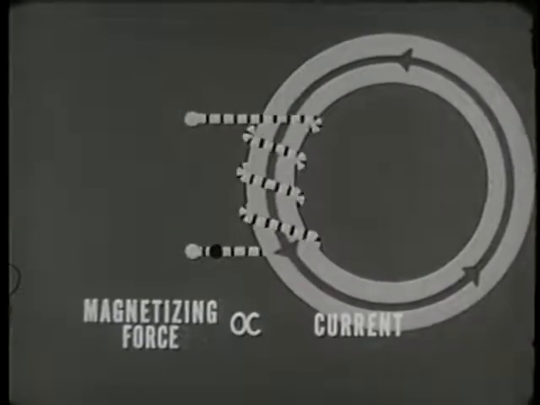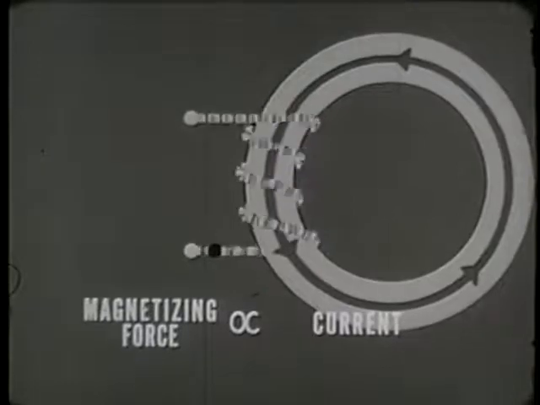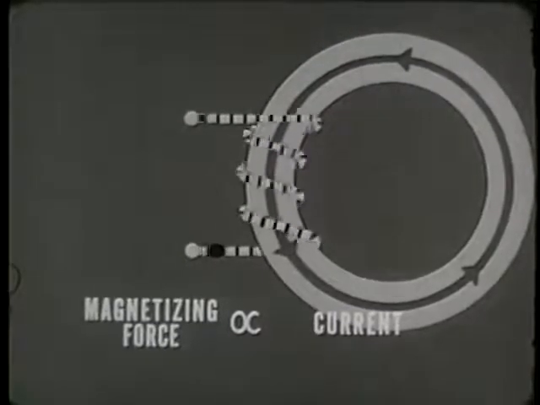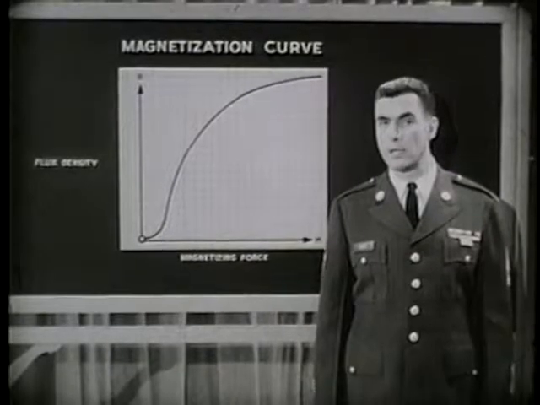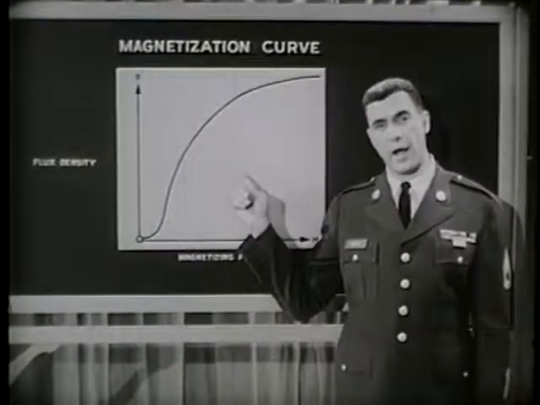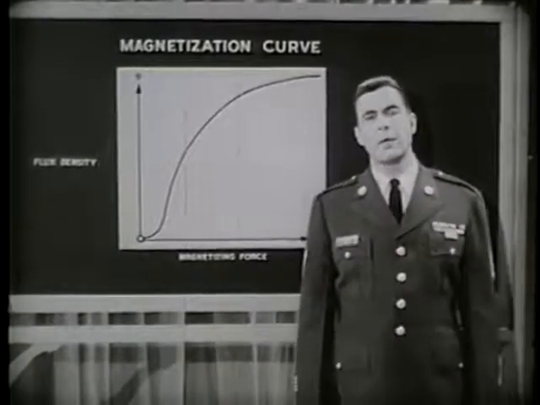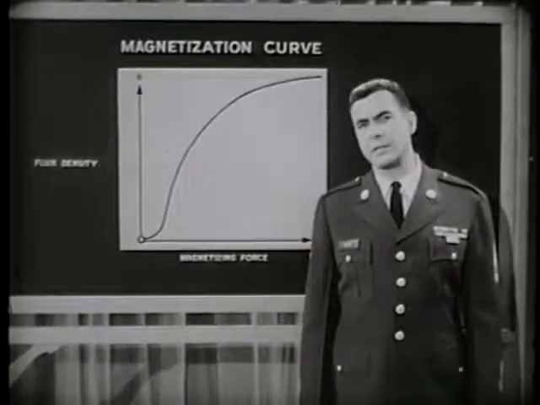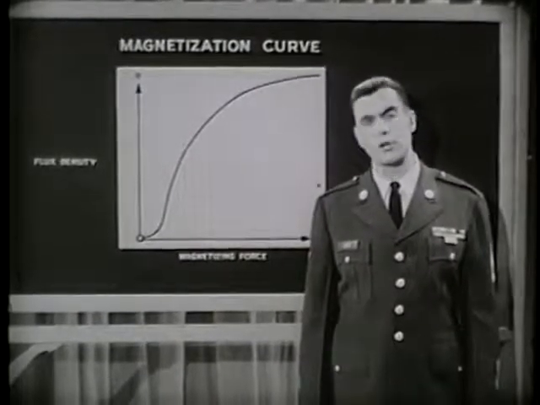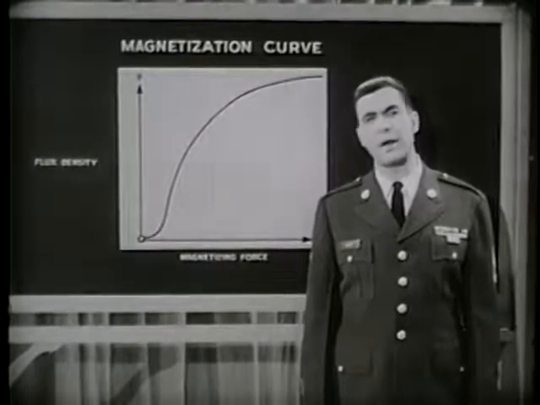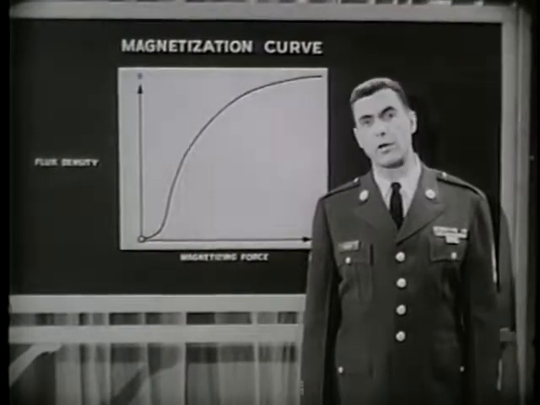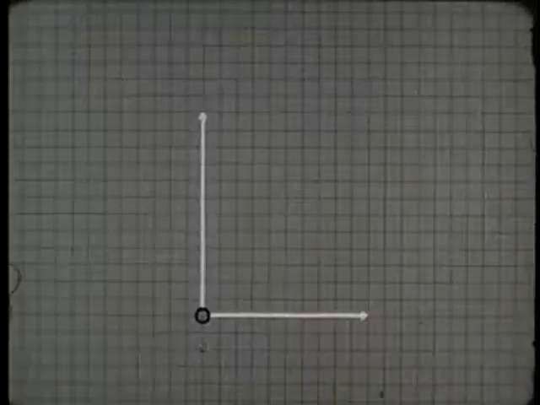Suppose we increase the amount of current. Will the total magnetism of the core also increase? It will, but not proportionately, as we'll see on this graph. We're going to take a minute and trace the magnetization curve of a core, because in this way we can point up some of the characteristics that make cores so useful.